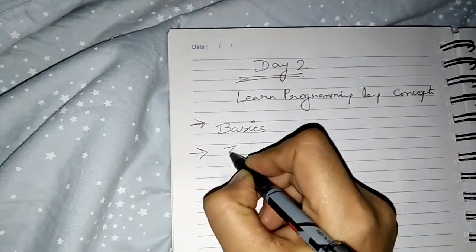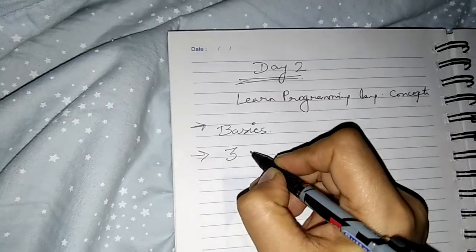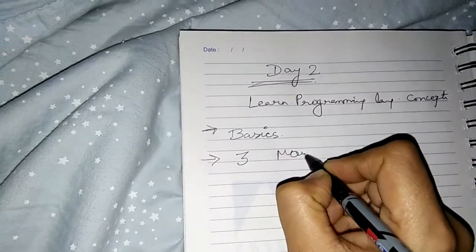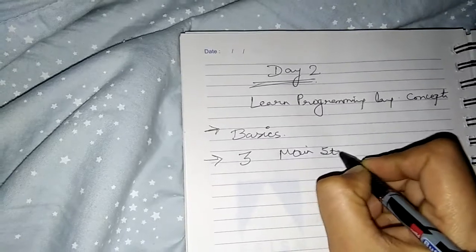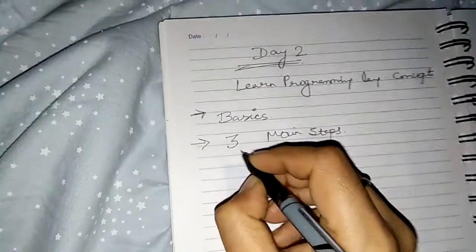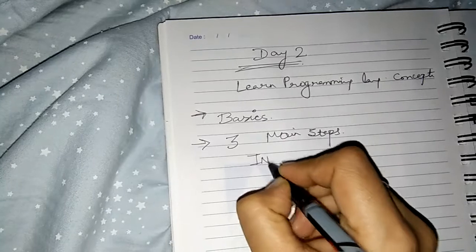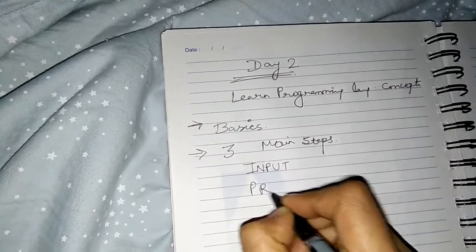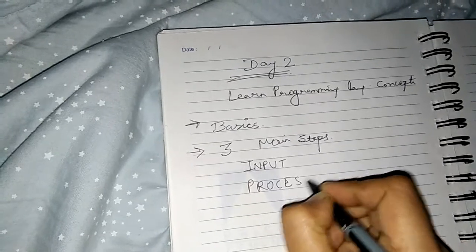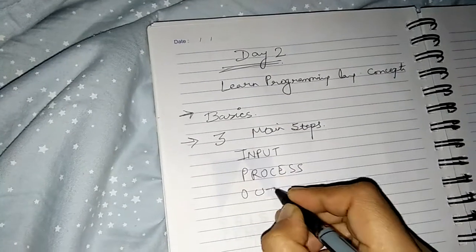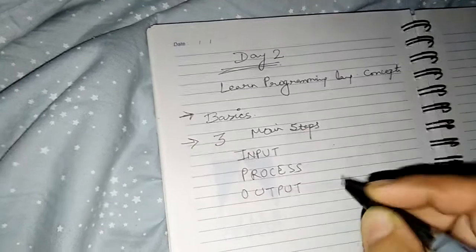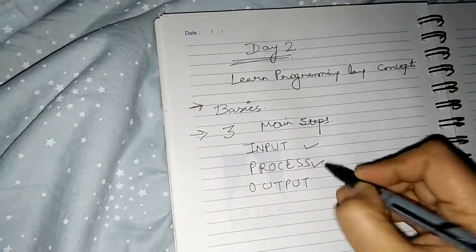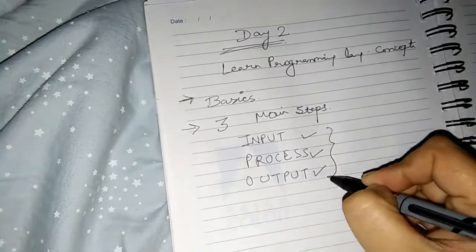Now the three main steps that we have discussed about writing a program is you should know about the input, the process part and the output part of a program. If you know these three parts, you can easily structure a program.